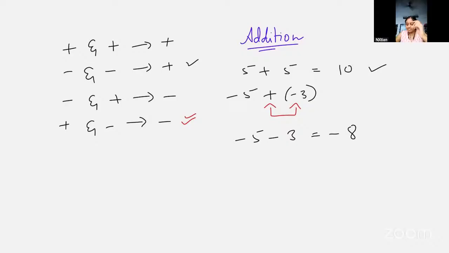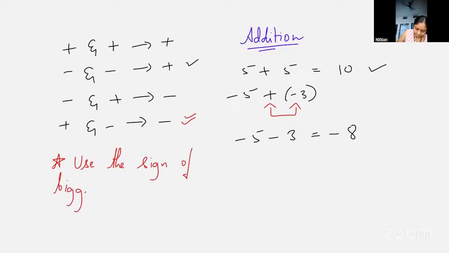Why negative? There is this rule. Always use the sign of the bigger number. If the bigger number is positive, your answer will be positive. If the bigger number is negative, the answer will be negative. Make a star and write: use the sign of the bigger number in the answer. Okay. So this is your first one, this is second, third. Come to one more of addition.